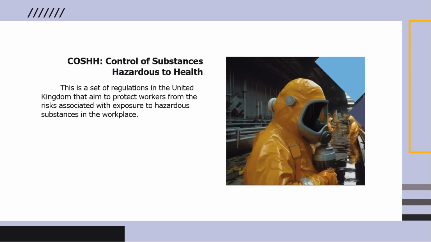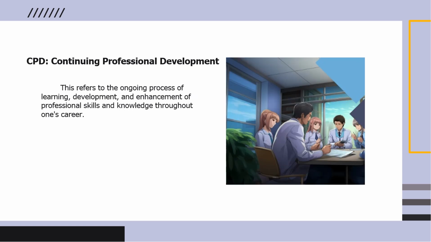Next is COSHH, Control of Substances Hazardous to Health. This is a set of regulations in the United Kingdom that aim to protect workers from the risk associated with exposure to hazardous substances in the workplace.